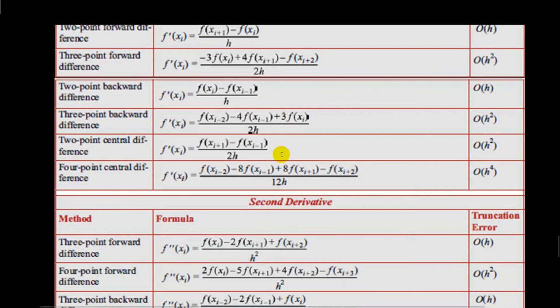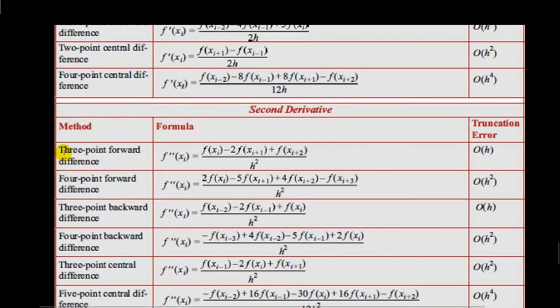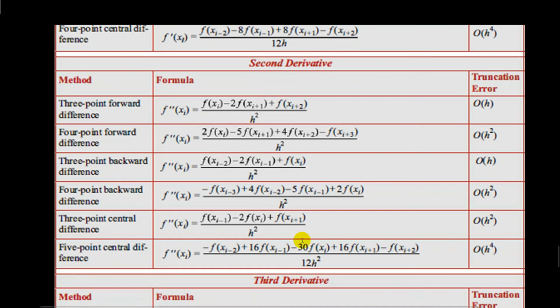The derivation process is just the same as with the first order. The only thing that differs is the number of points that are being used. Just like this one, there is a formula for 3-point, 4-point, and 5-point. And the truncation error depends on the number of points that are being used.